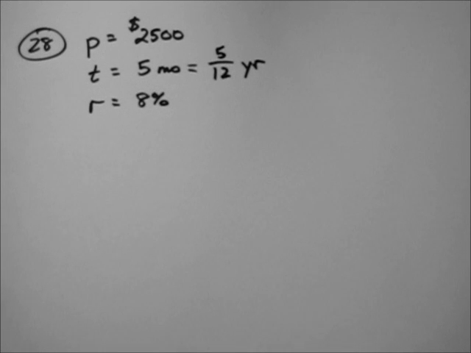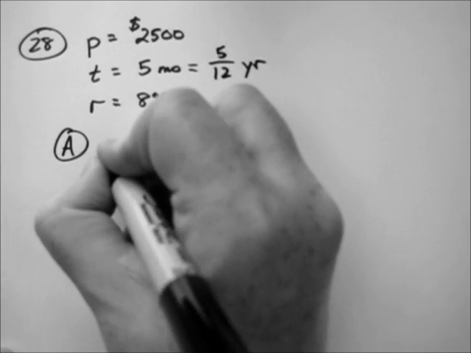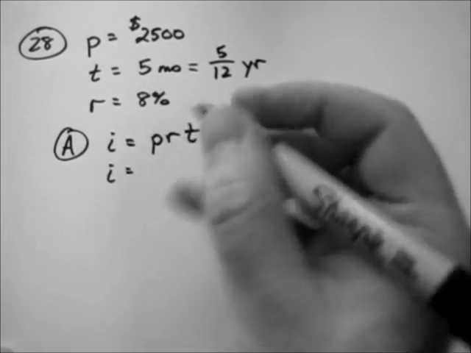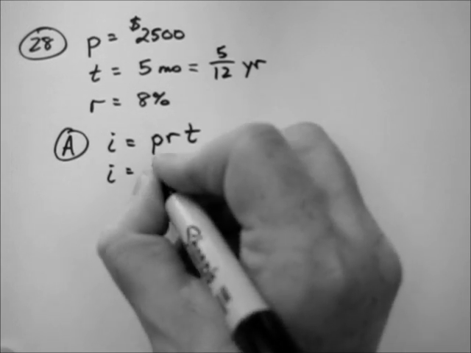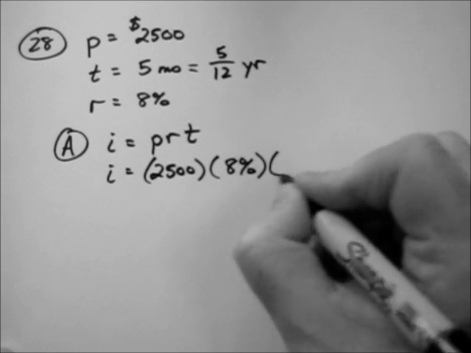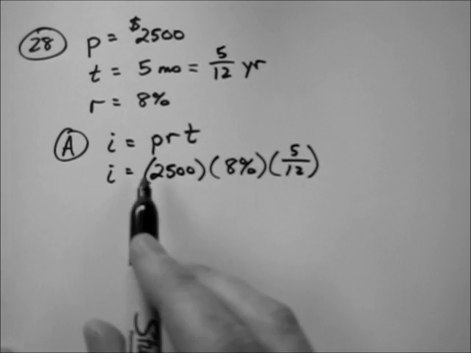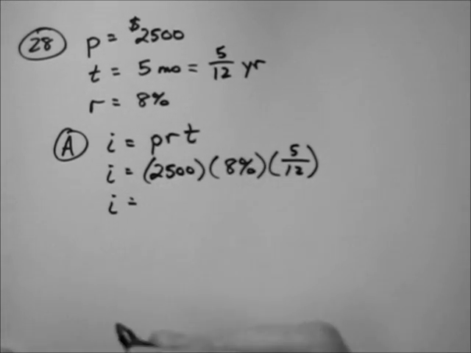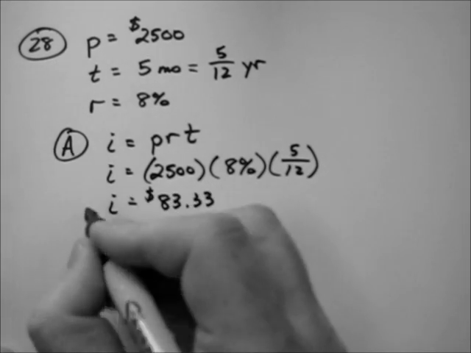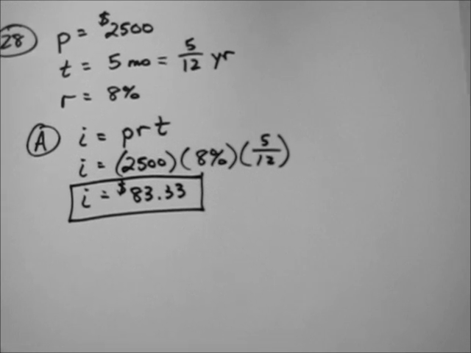So the part about how much interest did Kwame pay the bank for the use of its money, which is part A, is simply a simple interest calculation, I equals PRT. So we plug in $2,500 for the principal, 8% for the rate, and 5/12 for the time. If you put all this in your calculator, you'll find that I is $83.83, and that's the answer to part A.